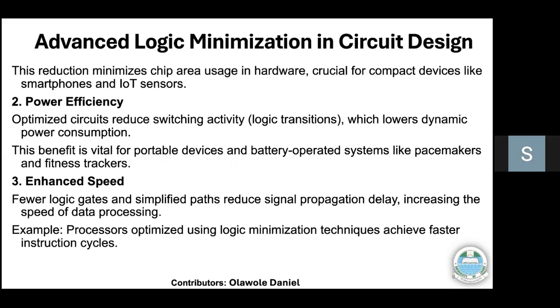Another advantage, or why we need logic minimization in circuit design, is power efficiency. For devices that use battery, like I mentioned at first, a smartwatch, we need to make sure that we use fewer logic gates so that we won't have more switching activity. So using fewer logic gates by minimizing is power efficient. The third one is that it enhances speed. When you have fewer logic gates, data flows faster, and that causes fewer delays. So that's an optimization of logic minimization in circuit design.